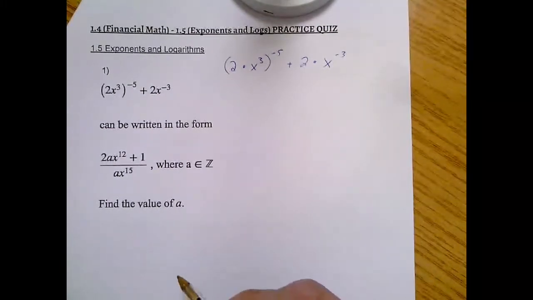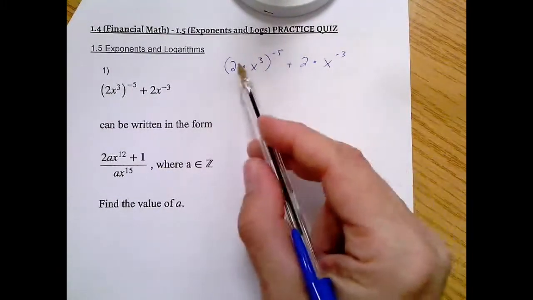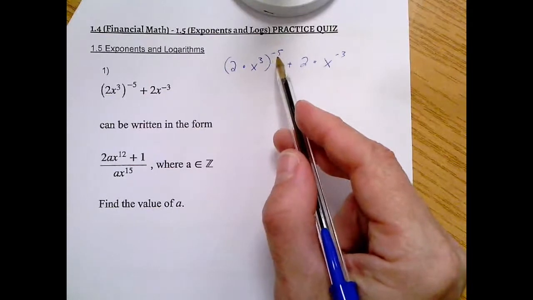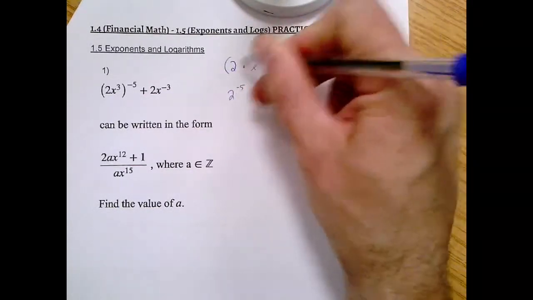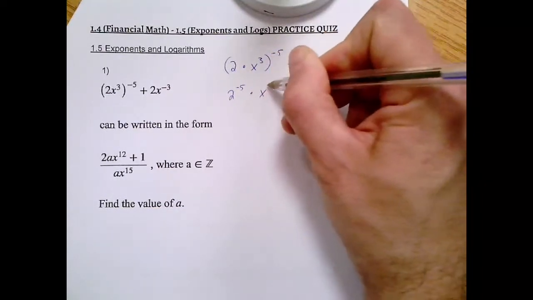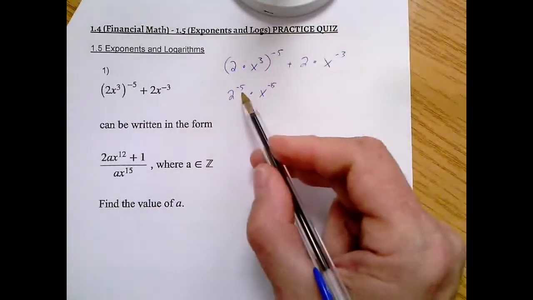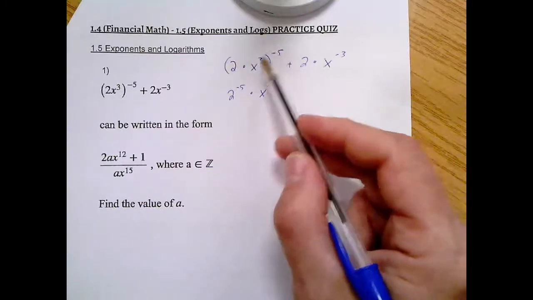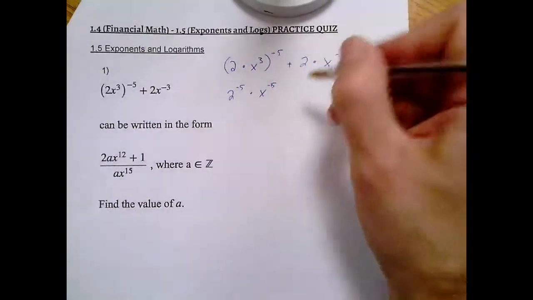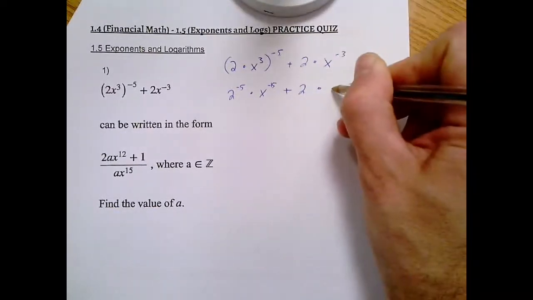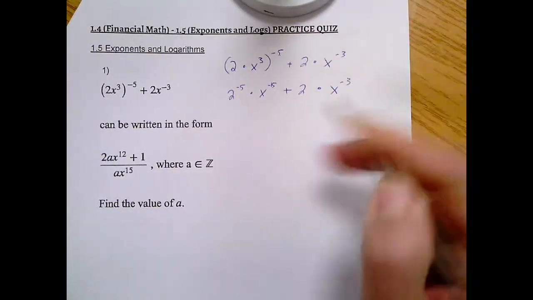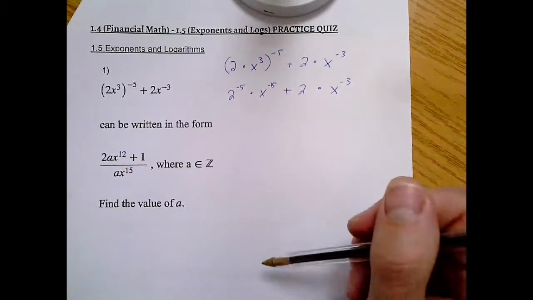Okay. All right, next step, I am just going to go ahead and distribute down this exponent of negative 5. And what I get would be 2 raised to the negative fifth times x to the negative 15, right? Because the negative 5 goes there, and 5 times 3 is negative 15. Okay, plus 2 times x to the negative third. And I just rewrote right there so I can kind of keep it all consistent.